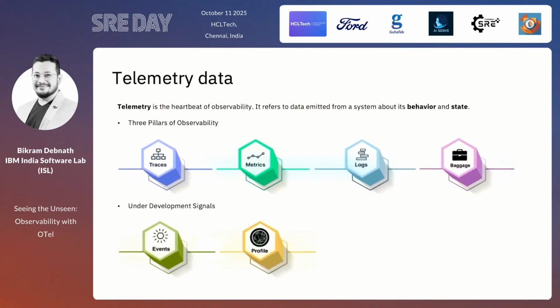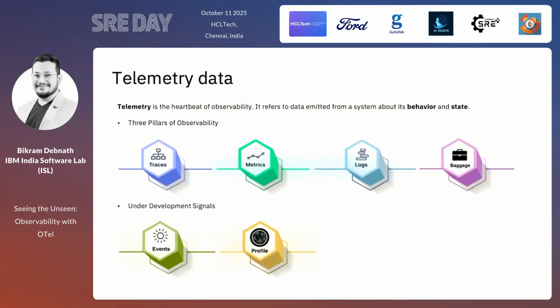Now, what do we mean by telemetry data? Telemetry is nothing but the heartbeat of observability. The telemetry data is the data which is emitted by your application or your system, which depicts the current state or the behavior. There are three core pillars of observability: traces, metrics and logs. Now let's try to understand what we mean by these three core pillars. Traces are nothing but the requests or the transactions which are propagated through your different microservices in your distributed environment.